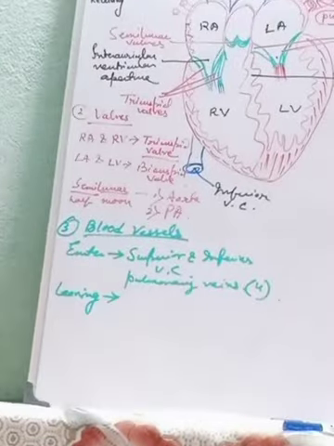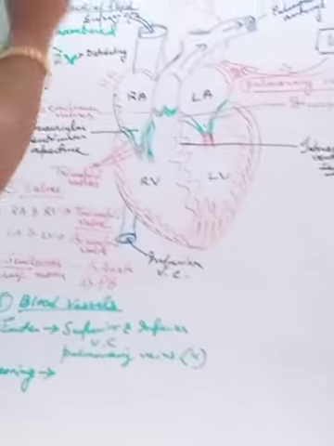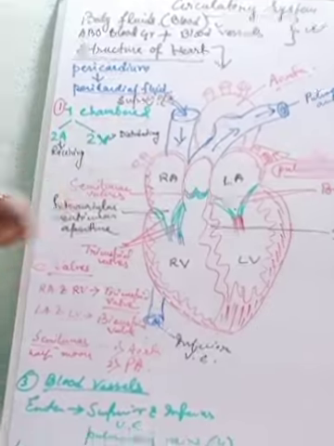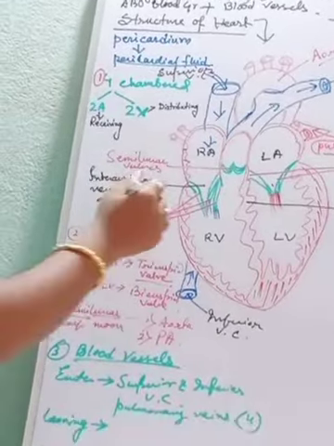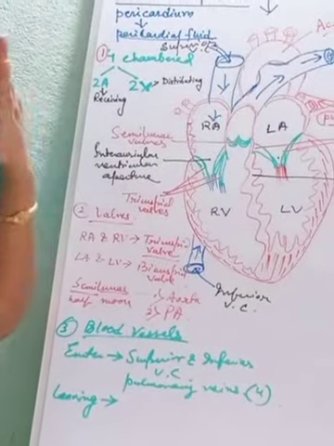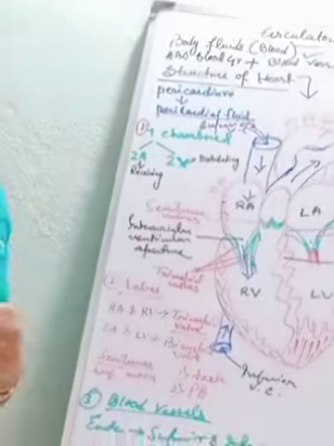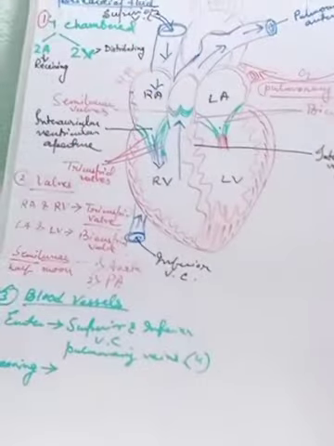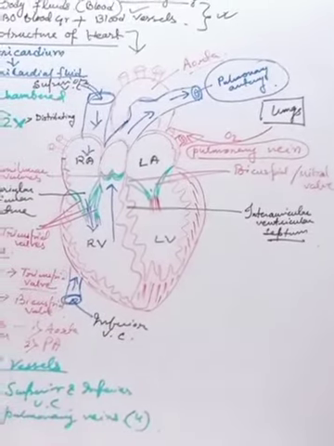Let me use this one. I am using the blue for representing the deoxygenated blood. The deoxygenated blood is coming through the superior and the inferior vena cava to the right auricle. Then from the right auricle, when the tricuspid valve opens, the blood will come to the right ventricle. The right ventricle will push the blood to the pulmonary artery. As we know, the pulmonary artery functions like the veins. Its function is like the vein. They carry the deoxygenated blood.